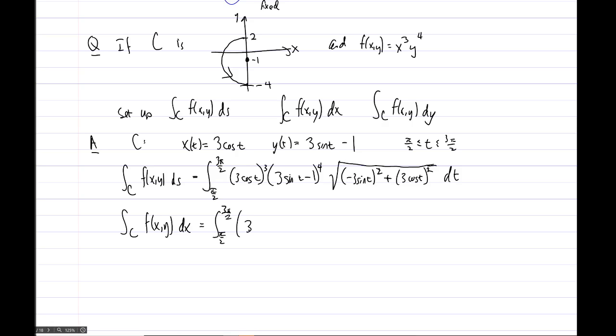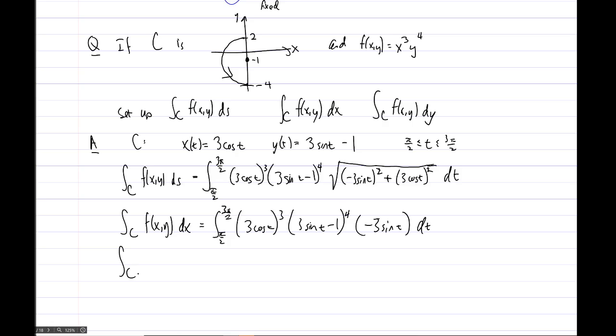We have still here a 3 cosine of t quantity cubed and a 3 sine of t minus 1 quantity to the fourth. But because we're talking dx, we only take dx dt, which is negative 3 sine of t. And we have then times dt.